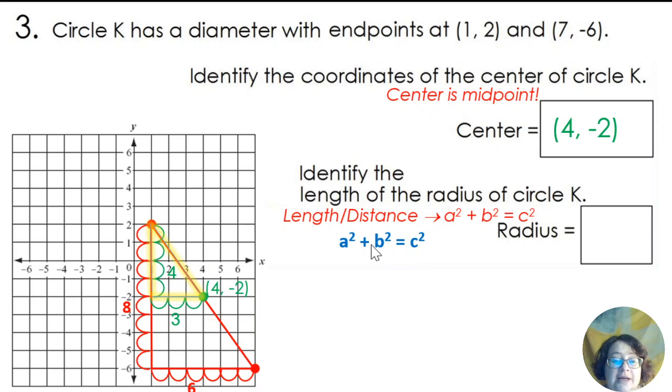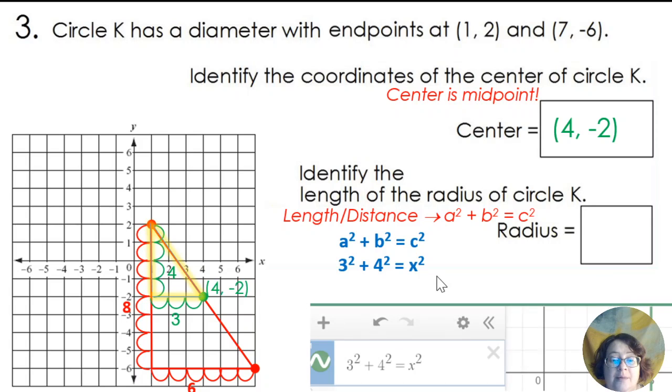So we can use A squared plus B squared equals C squared with our side values here for A and B of 3 and 4 that we've already counted out. So I replace A with 3, B with 4, and C with X. So 3 squared plus 4 squared equals X squared. I plug that into Desmos and I look for my line going through the x-axis. I click on my x-intercept and I get 5 for my x value. So that is my radius.